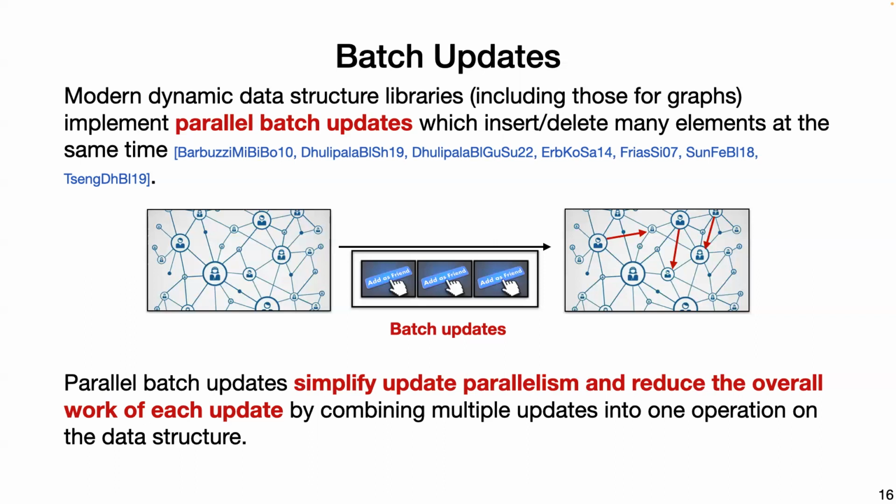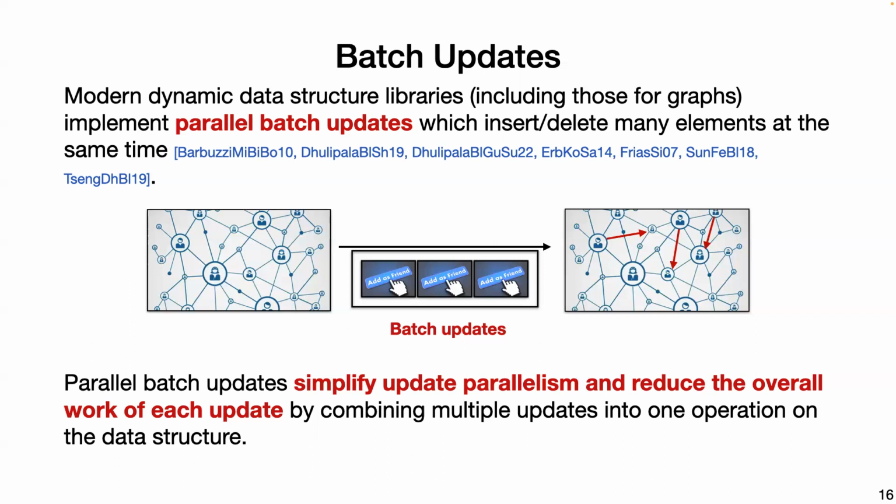And yeah, so this is like a picture. You have a graph, you have a bunch of edges that you want to add, and then you populate them all into the graph. And this is one atomic operation on your data structure. And batch updates are way easier than concurrent updates because you don't have to deal with synchronization.